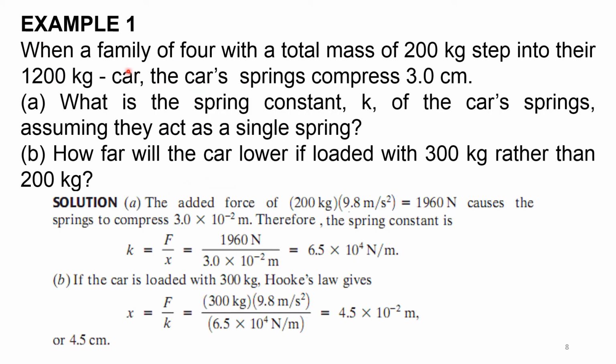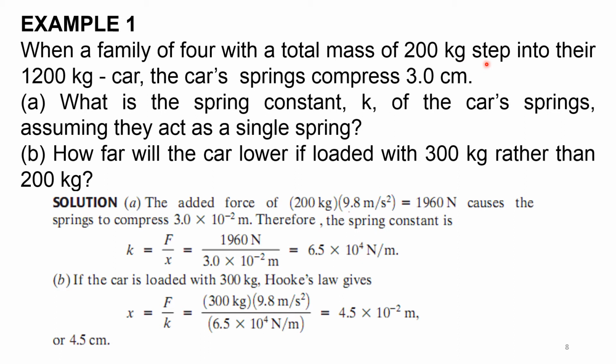Example number 1. When a family of 4 with a total mass of 200 kilograms steps into their 1,200 kilogram car, the car spring compresses 3 centimeters. We are given x equals 3 centimeters. X is negative because there is compression. The mass which compresses the spring is 200 kilograms.